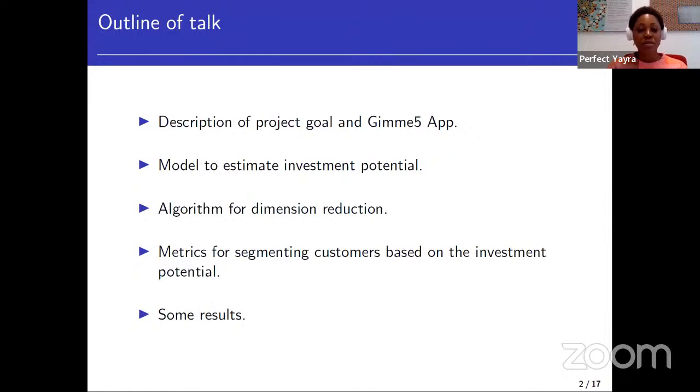Okay. So the outline of my talk, I will first describe my project, and then I would define the problem and the goal we are supposed to achieve in this project. And I will also describe the app, which is the Gimme 5 app. This description is important for you to understand the problem we are trying to solve. Then I will go ahead to talk about the model we used in estimating the individual investment potential of the customers. Then I will also discuss the problem of dimension reduction and the algorithm we have proposed to solve this, and move forward to discuss some metrics we've proposed to segment customers based on the estimated investment potential. And finally, I will show some results.